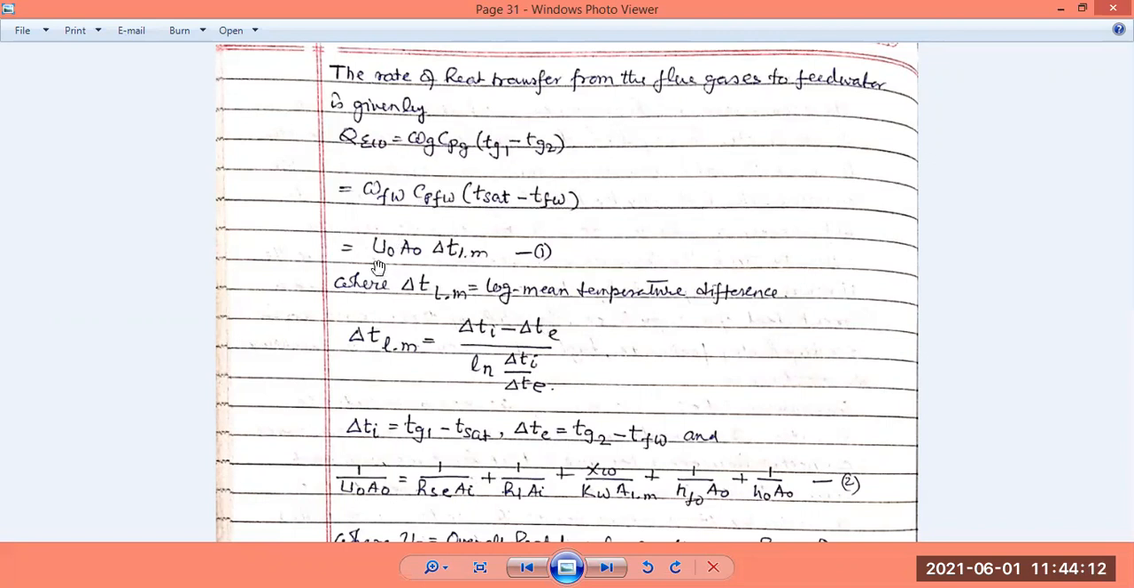So we have factors like U0, A0, delta Tm, where delta Tm is the log mean temperature difference: delta T at inlet minus delta T at exit, divided by ln of delta Ti by delta Te. More or less this is the mean temperature difference. The total difference in temperature is not the same everywhere, but we take a mean, and that mean is taken like this.